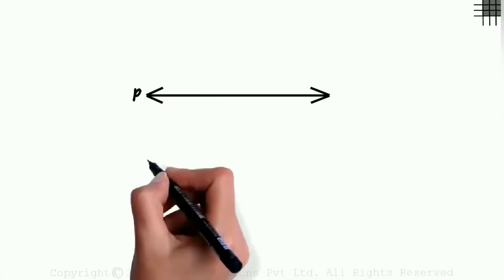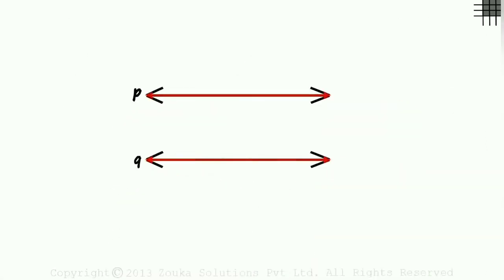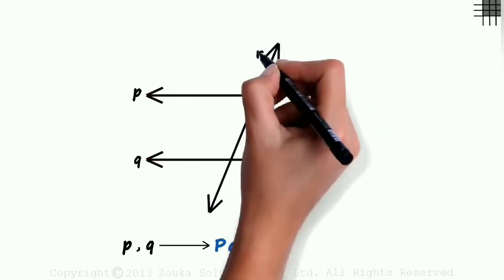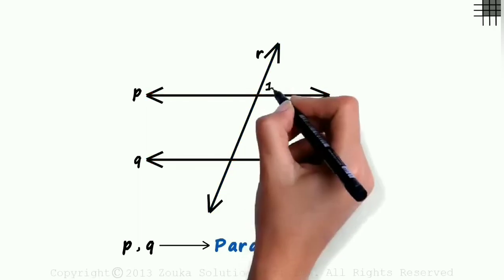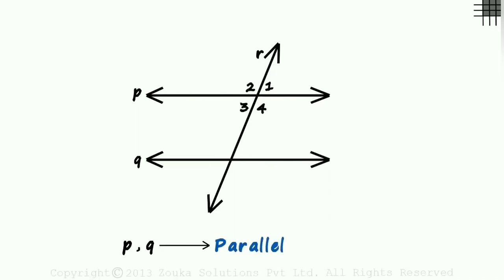Consider line P and line Q, which are on a plane. The lines are also parallel to each other, which would mean that they do not intersect or ever meet. And this is transversal R, which cuts the lines P and Q at two distinct points. In this video, we will try to understand the different types of angles formed by the transversal with two parallel lines. The transversal forms four angles with line P, angles 1, 2, 3 and 4, and four angles with line Q, angles 5, 6, 7 and 8.